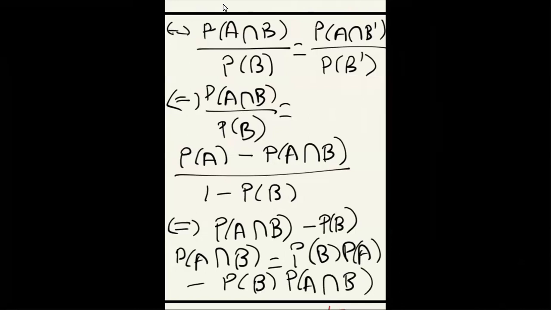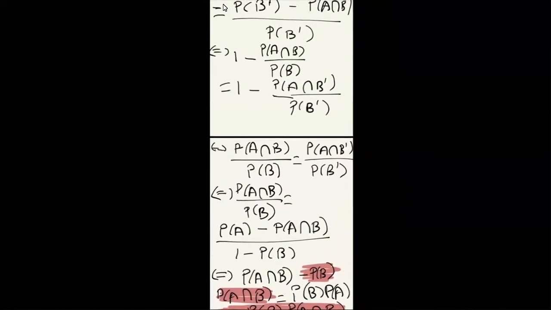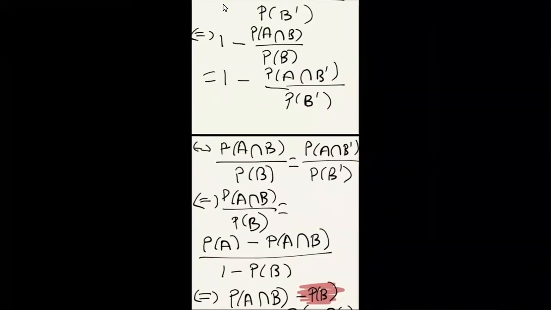And you can see that two terms, minus probability of B multiplied with the intersection, are canceling each other out. Which just leaves you with probability of the intersection is equal to probability of A times probability of B. Therefore, they are equal to each other. So A and B are independent.